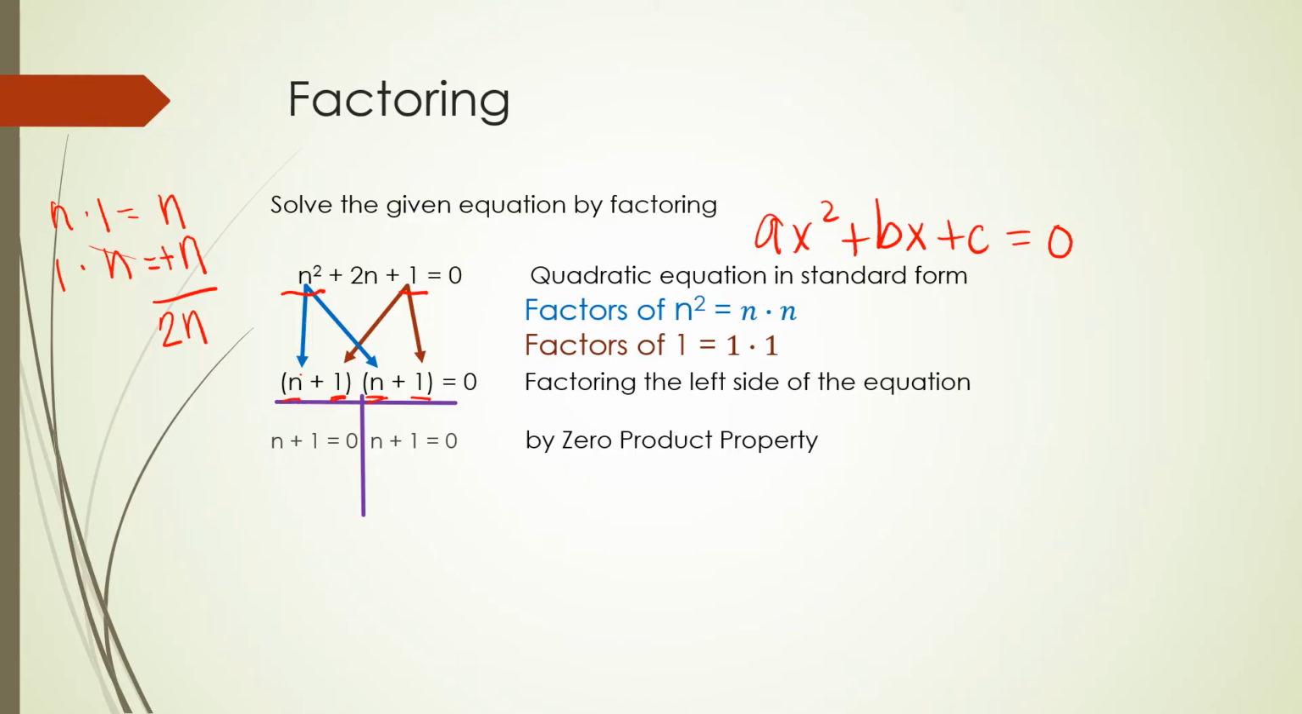So, using the zero product property, paghihiwalayin natin sila, since they are the same, so you have n plus 1 is equal to 0, and then the other one is n plus 1 is equal to 0. Now, using the addition property of equality, so you have n plus 1 minus 1 is equal to negative 1. So, what will happen? Mawawala na to. Ang maiiwan na lang is n is equal to negative 1.